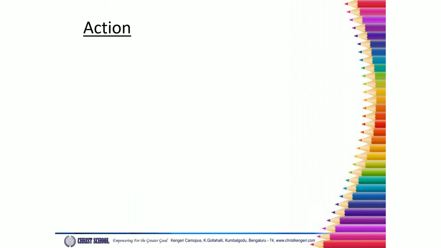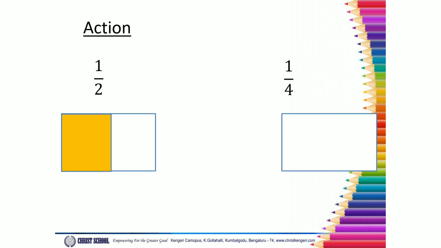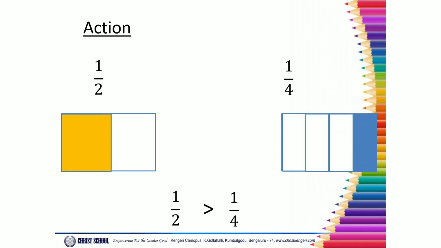Let's do a small action. Here I have taken 1/2 fraction. That is, a shape is divided into two equal parts and one part is shaded. Let's see another fraction, 1/4. A shape is divided into 4 equal parts. One part, 2 parts, 3 parts, 4 parts, and one part is shaded. Now, how can you say that 1/2 is greater than 1/4?